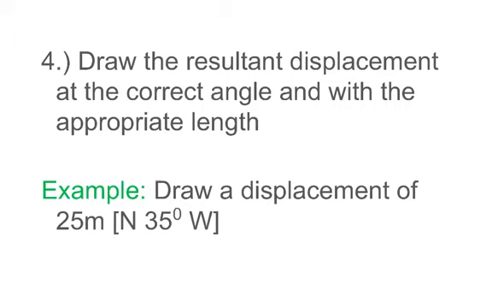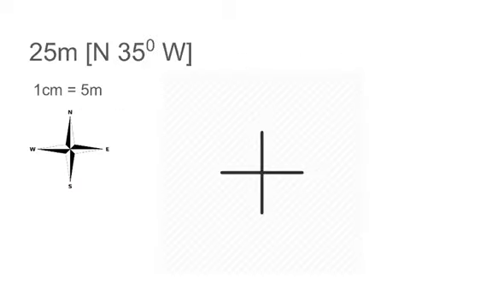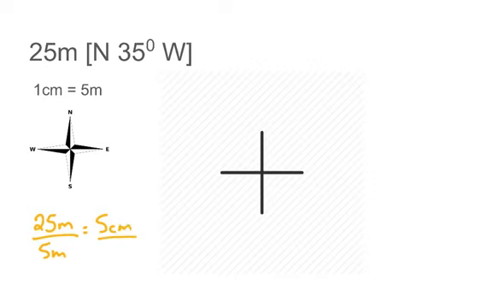So let's put it all together. I'm going to draw a displacement of 25 meters north, 35 degrees west. So here's my setup. I've got my vector of 25 meters, and an appropriate scale might be something like 1 centimeter represents every 5 meters. To check that this scale is going to work, I'll just do it over at the bottom here. If I take the 25 meters that I'm trying to represent and divide it by my 5 meters, that gives me the number 5, which tells me how many centimeters that vector will be on my page. So if you divide by whatever scale you think is going to work, it'll tell you whether it will work. So 5 centimeters is pretty reasonable.